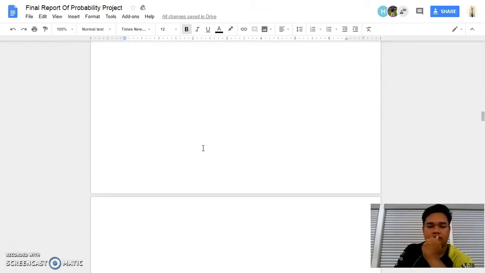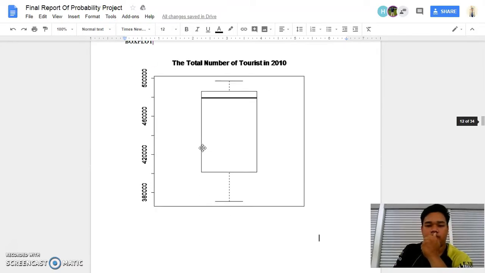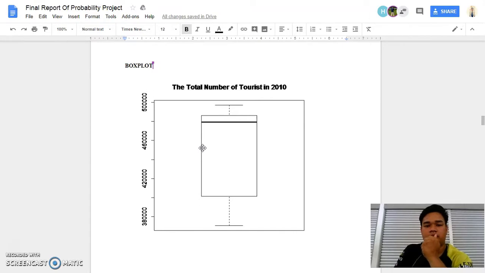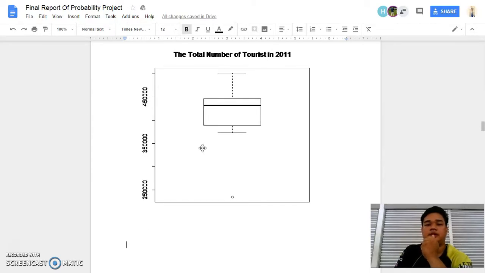And lastly, I want to introduce our box plot. This one is the box plot of the total number of tourists in 2010, and lastly the total number of tourists in 2011. That's all from me. Thank you.